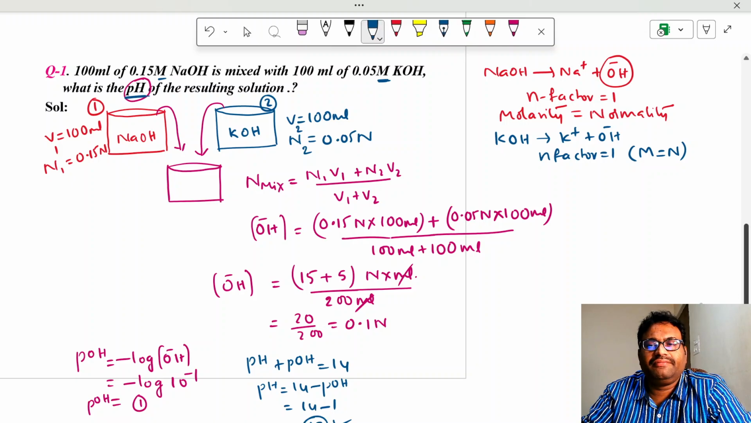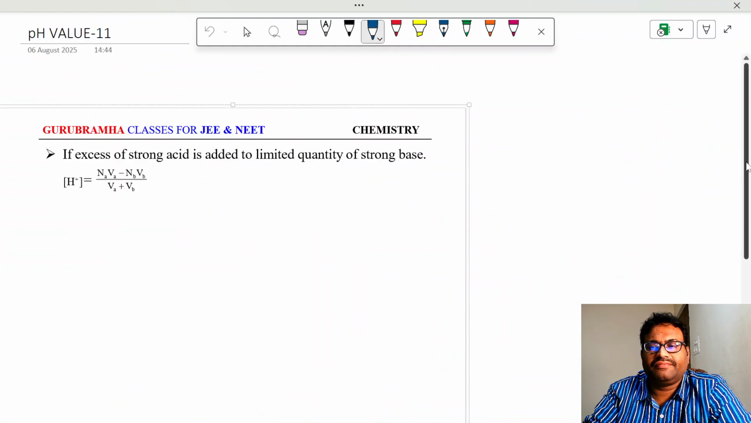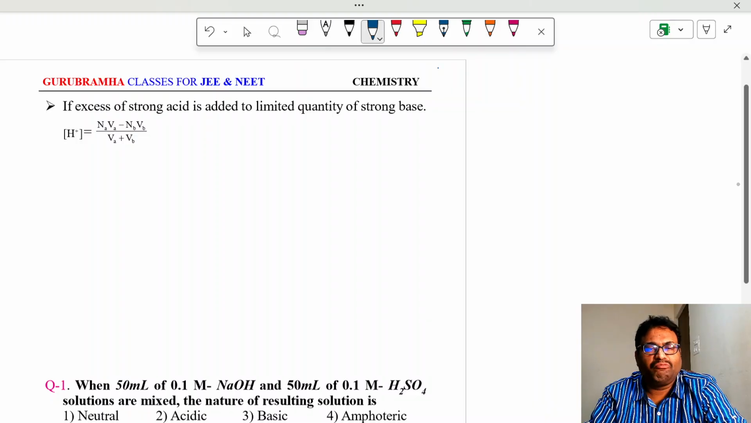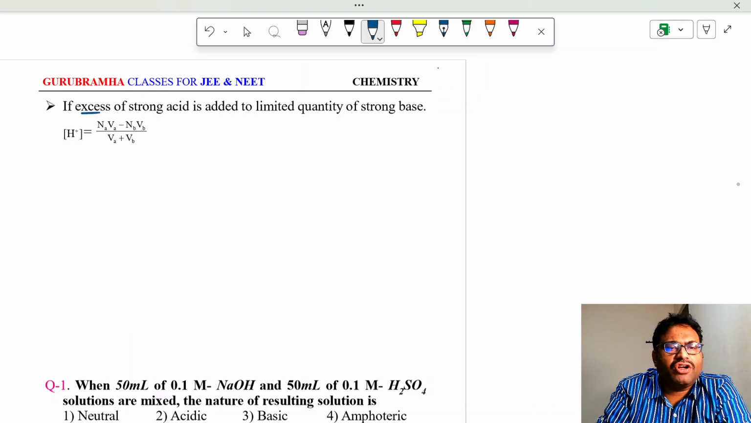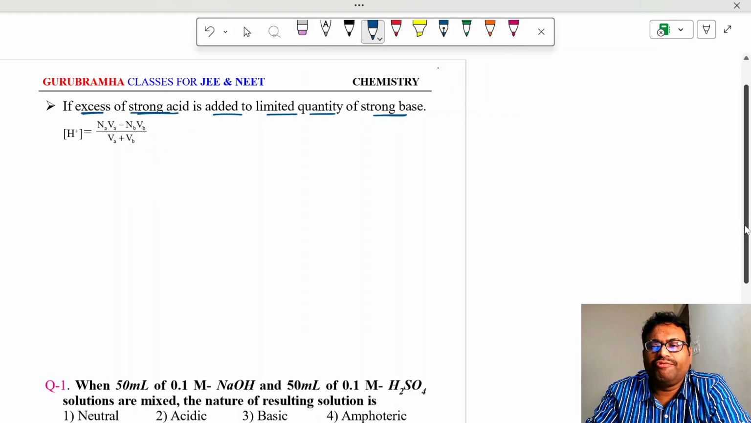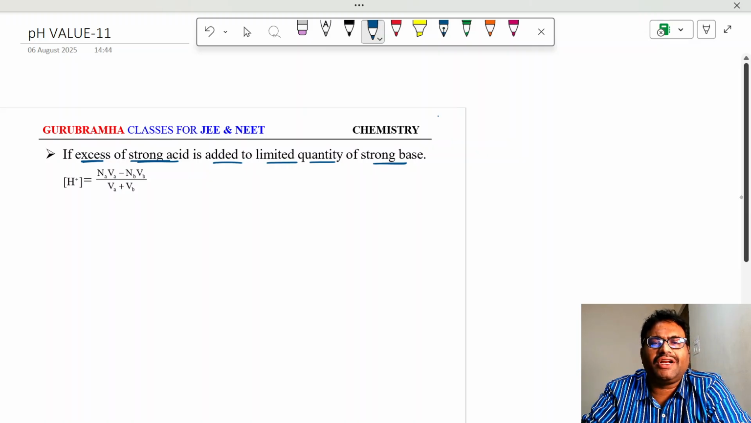Let us see the next question, next part. If excess of strong acid is added to limited quantity of strong base, we know neutralization reaction.